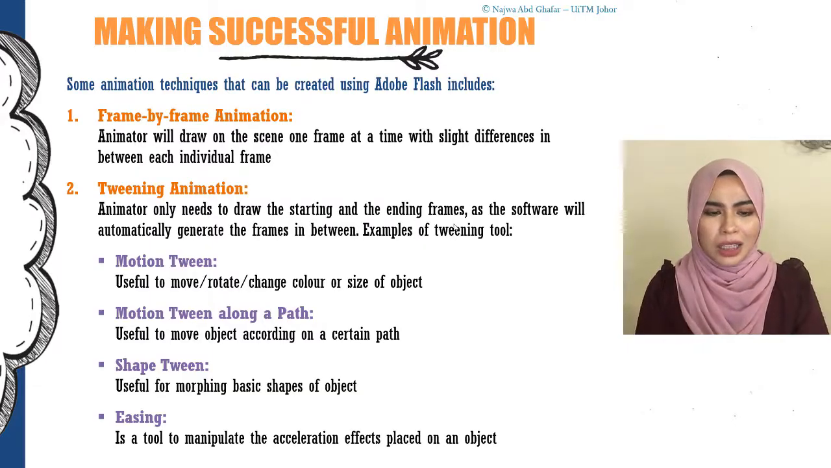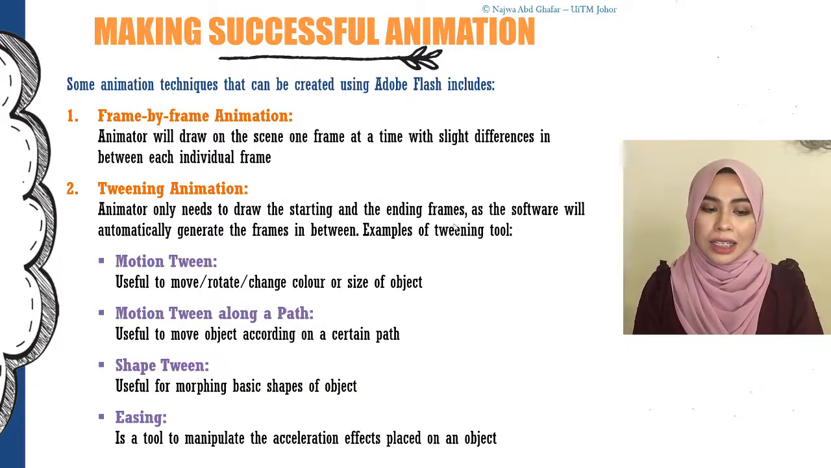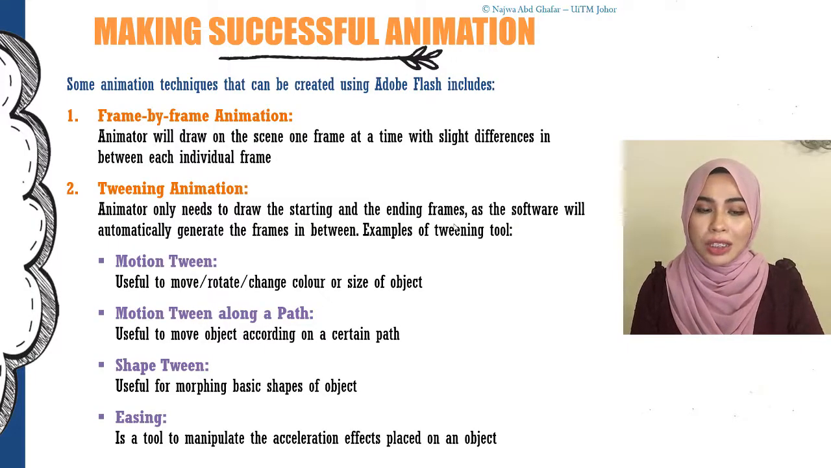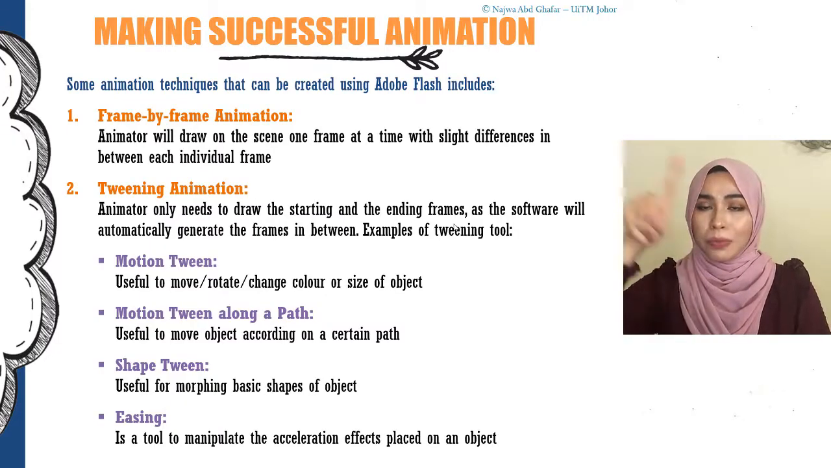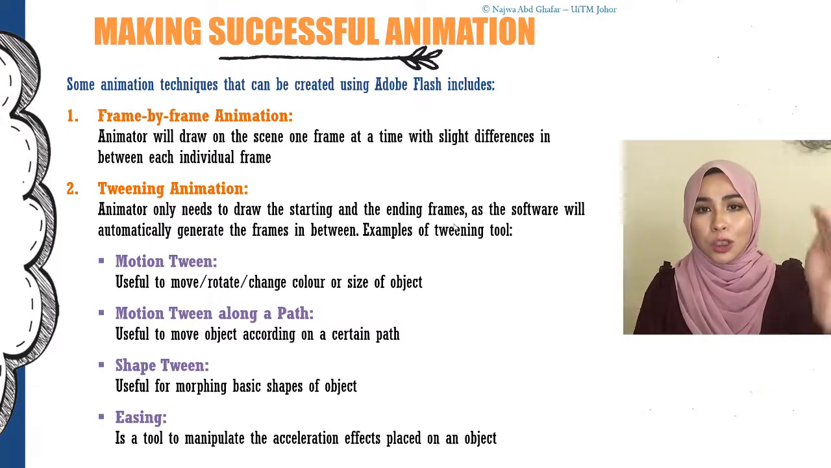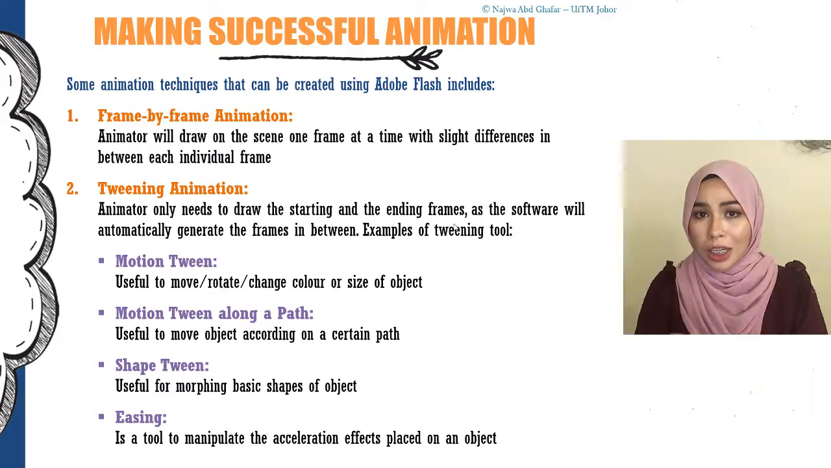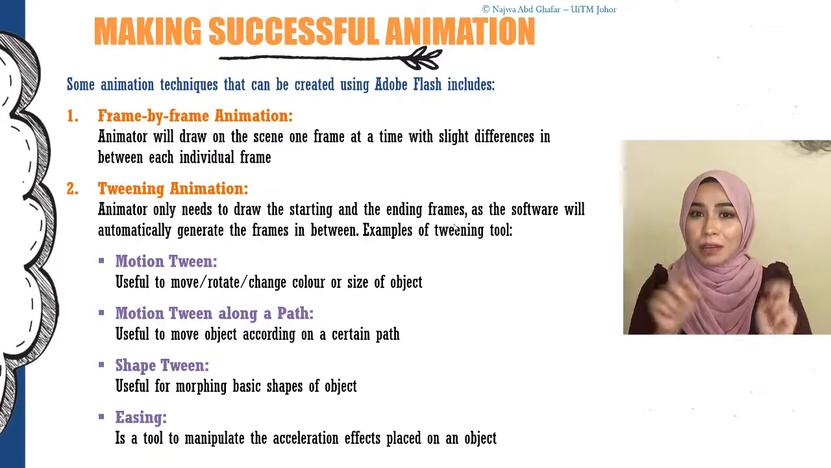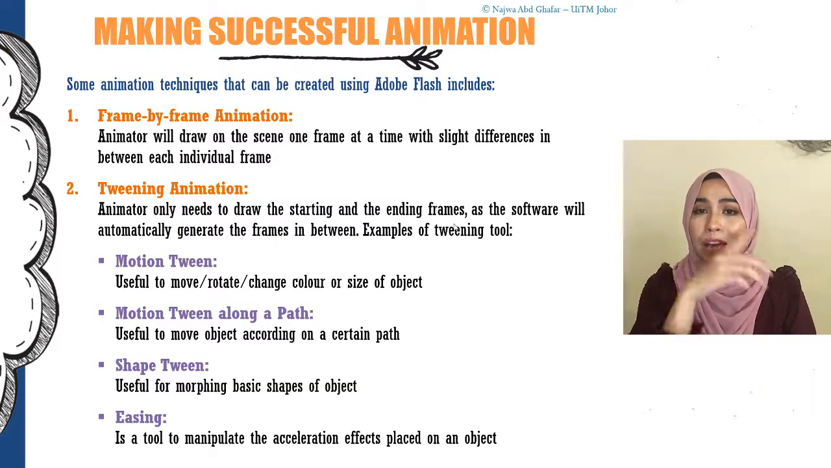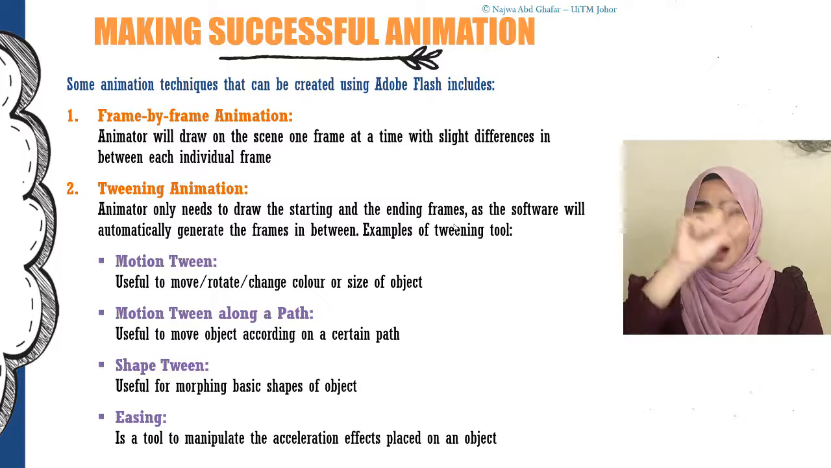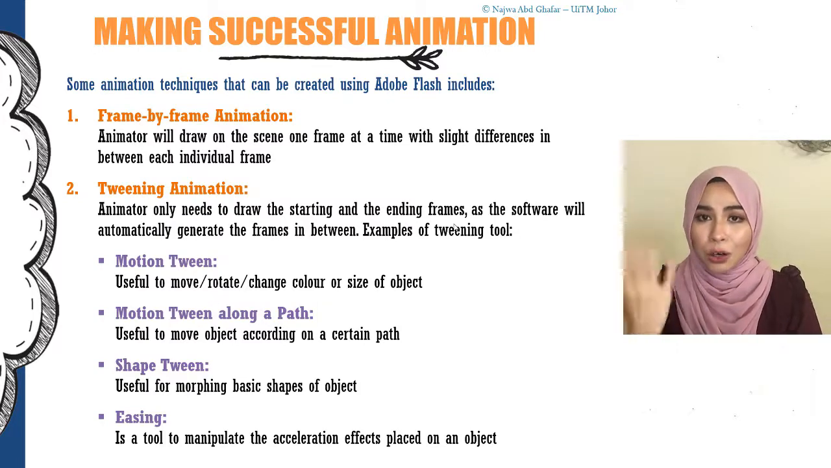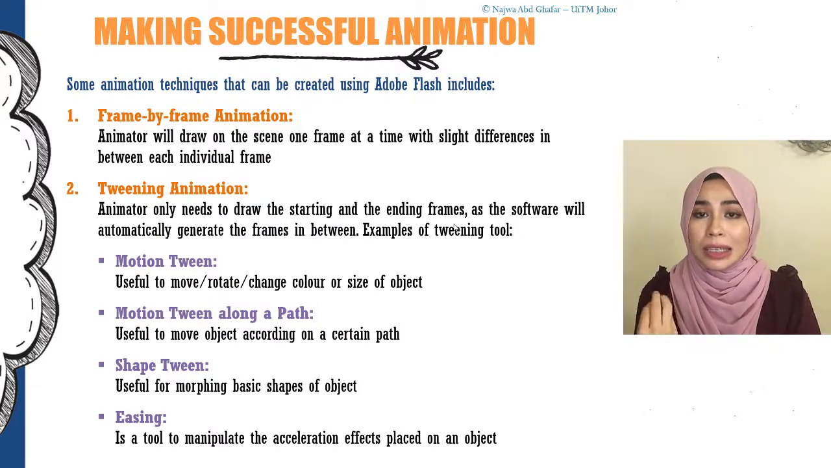All right. Another technique is called easing. Easing is a tool to manipulate the acceleration effects placed on an object. Let's say you want to draw a bouncing ball. As we all know, in order to create a very realistic bouncing ball, you will have gravity, velocity and acceleration. So you can actually manipulate how fast your object is moving in your animation. This is known as easing.